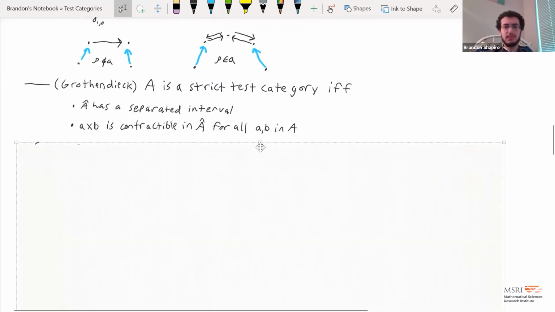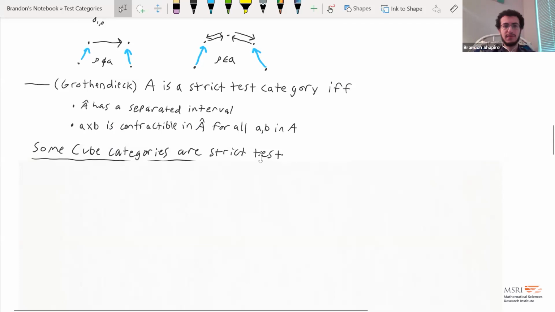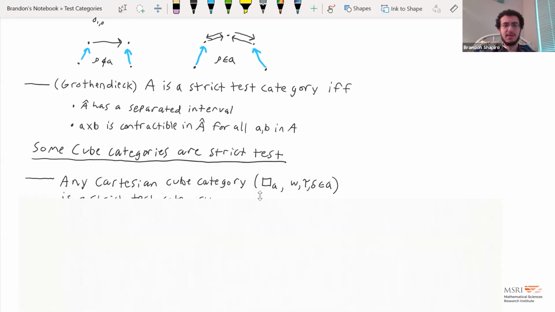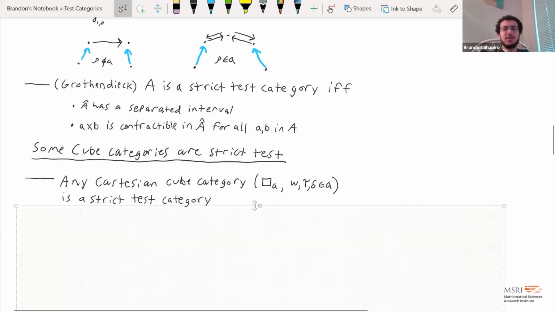So now we have enough background to show that some of our cube categories are strict test categories. In particular, if we have degeneracies, symmetries, and diagonals, so that the cube category is Cartesian. It actually has Cartesian products.